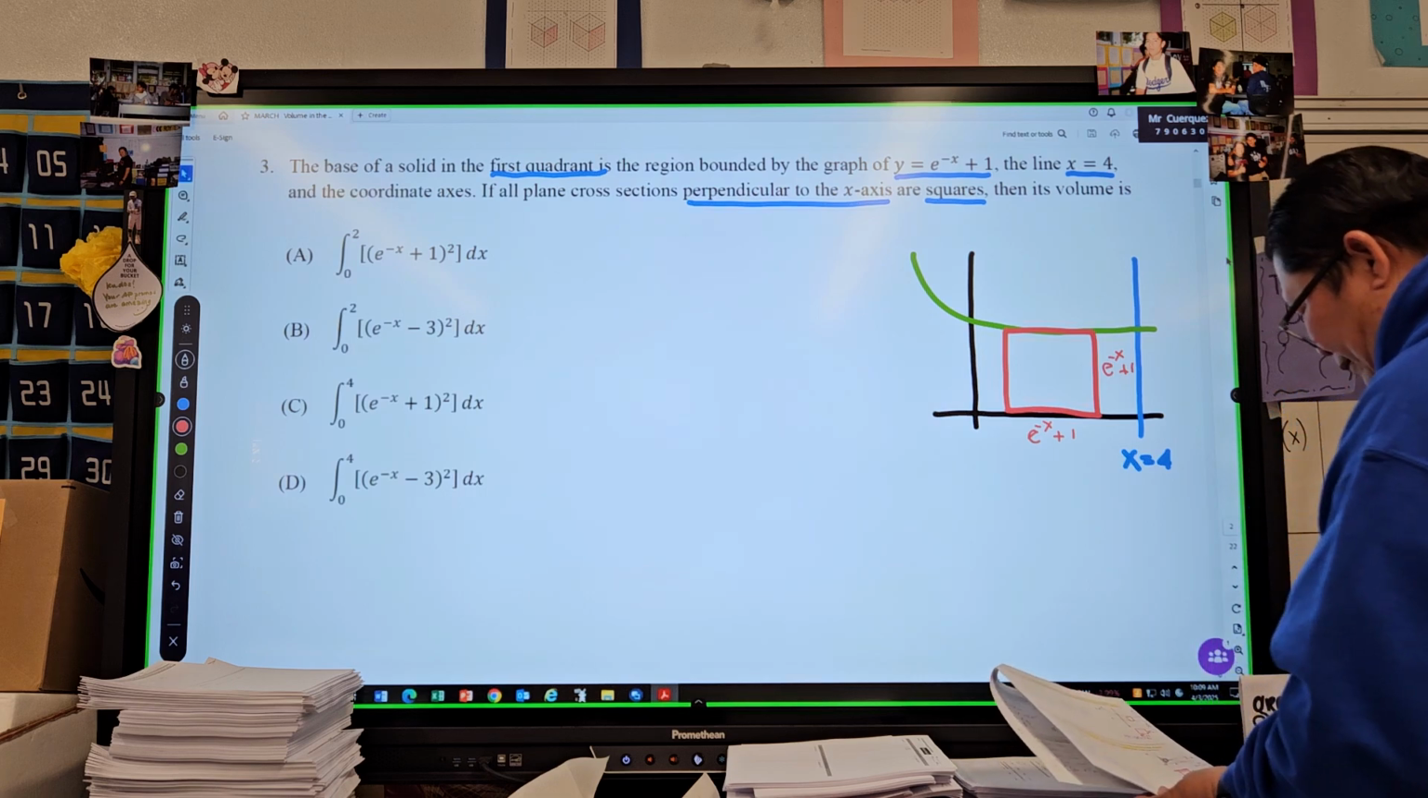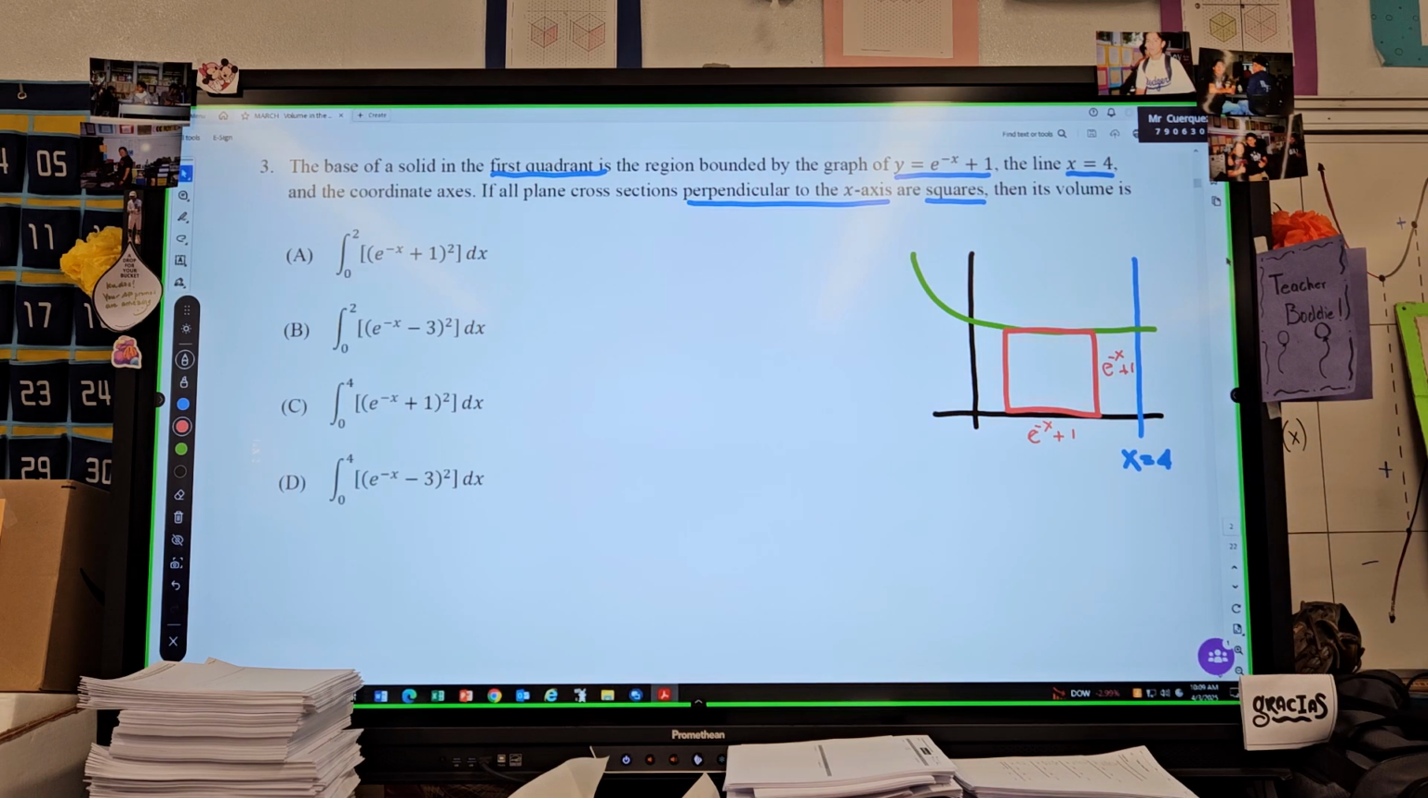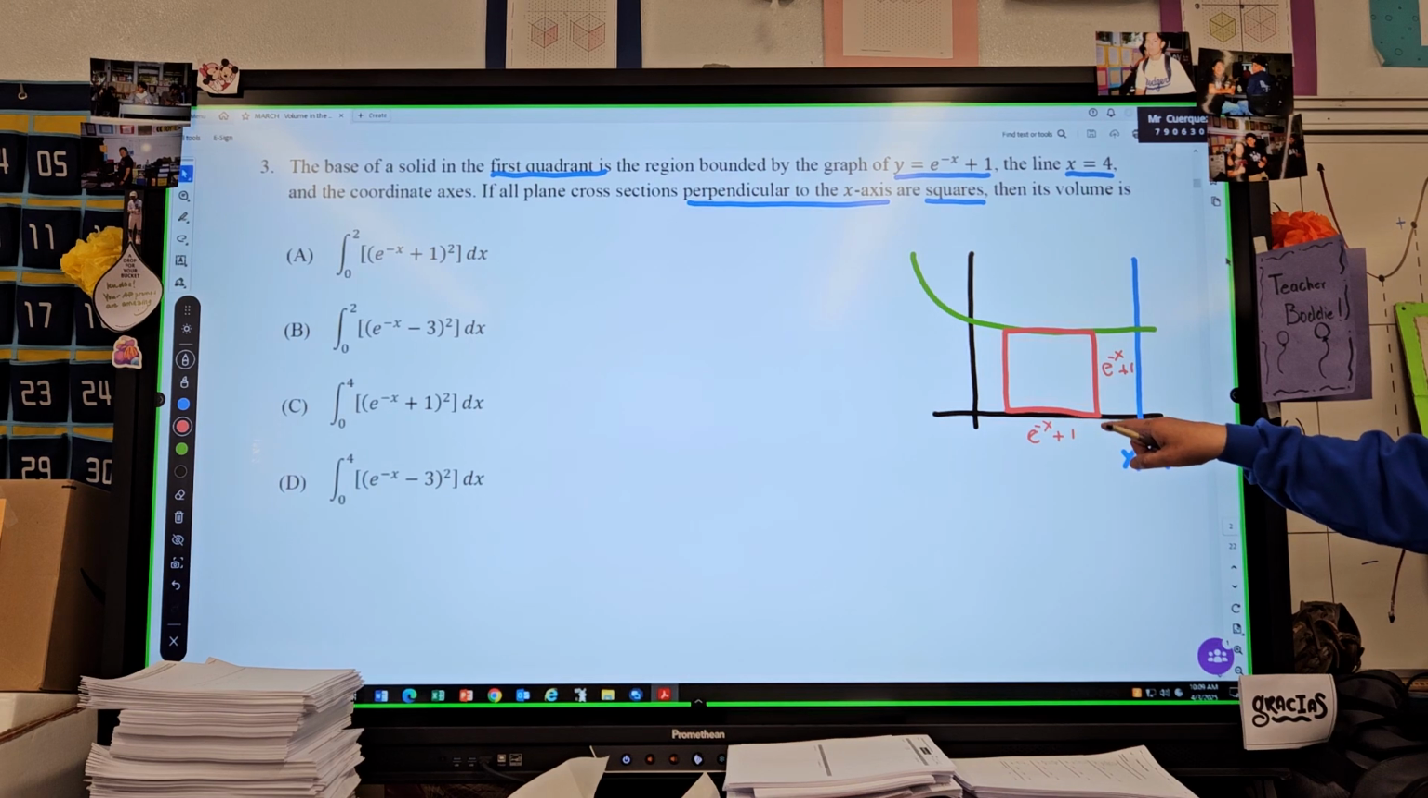Before that, can you do it by yourself first to get the volume? And what do you think is the limit? 0 to 4. So can you do it by yourself first? This is your guide, guys. I think this is very clear now. You have to identify the side, because it's revolving around the x-axis.